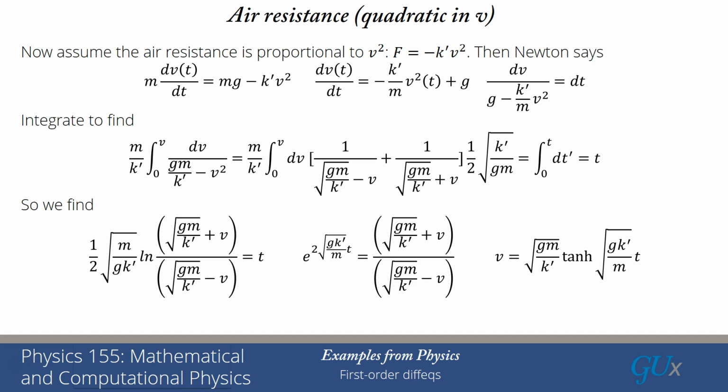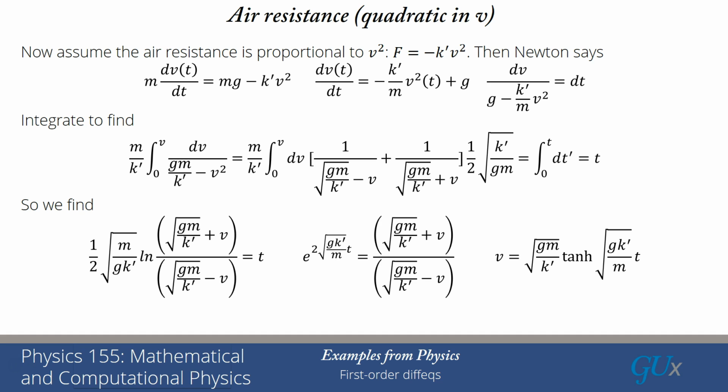Now what I'm going to do is divide by the constant on both sides. So I'm going to multiply by 2 square root of gk prime over m, and then I'm going to take the exponential. So I'll get e to the 2 square root of gk prime over m times t is equal to this ratio, square root of gm over k prime plus v divided by square root of gm over k prime minus v. Now I'm going to solve for v.